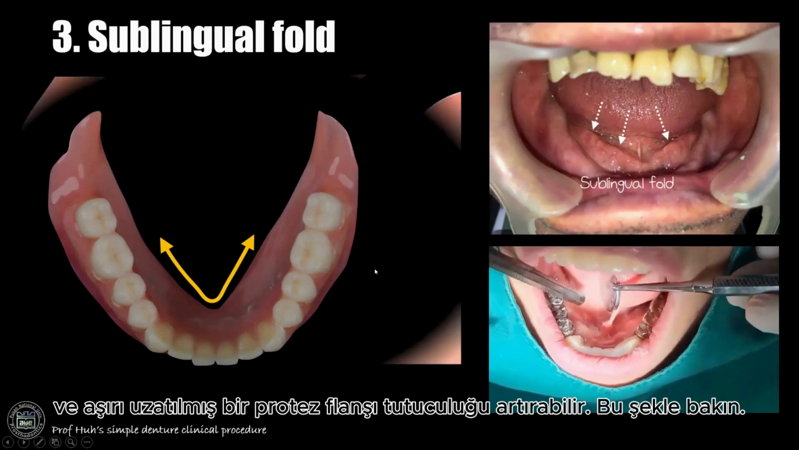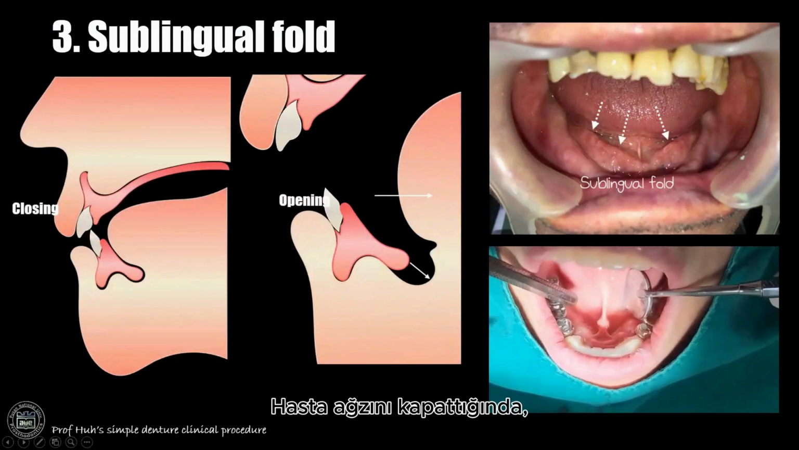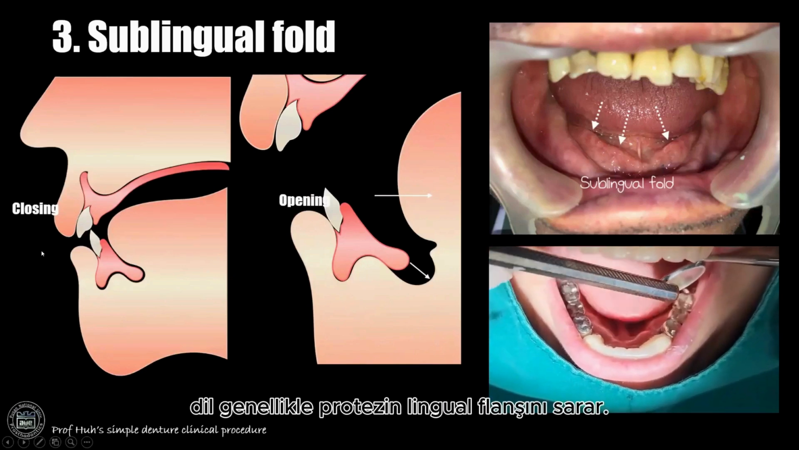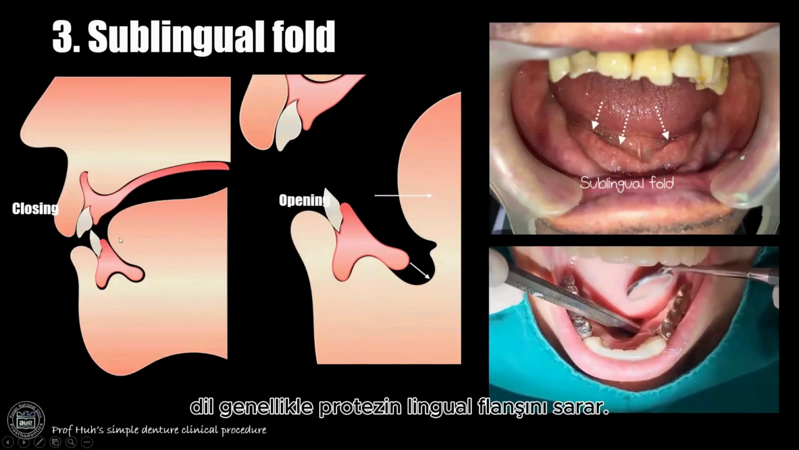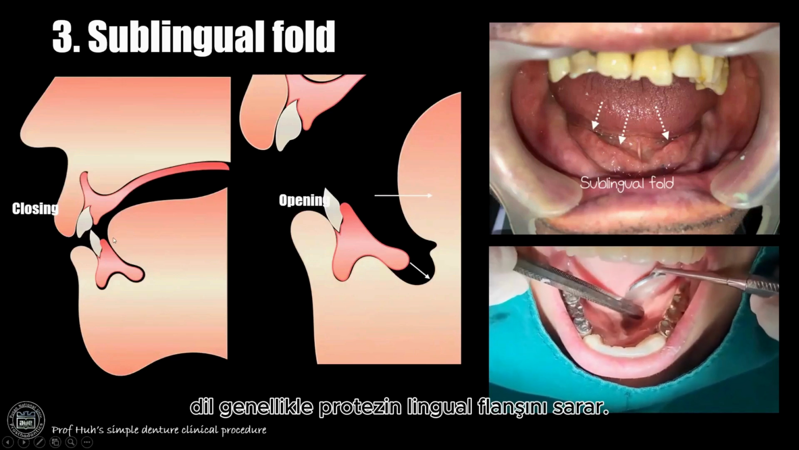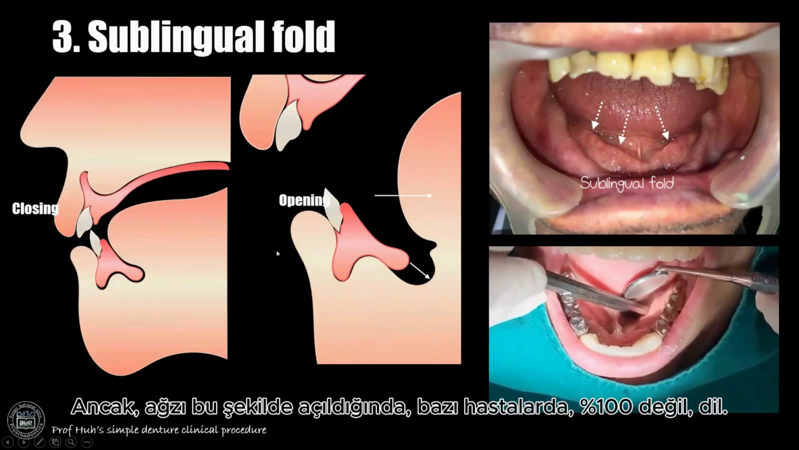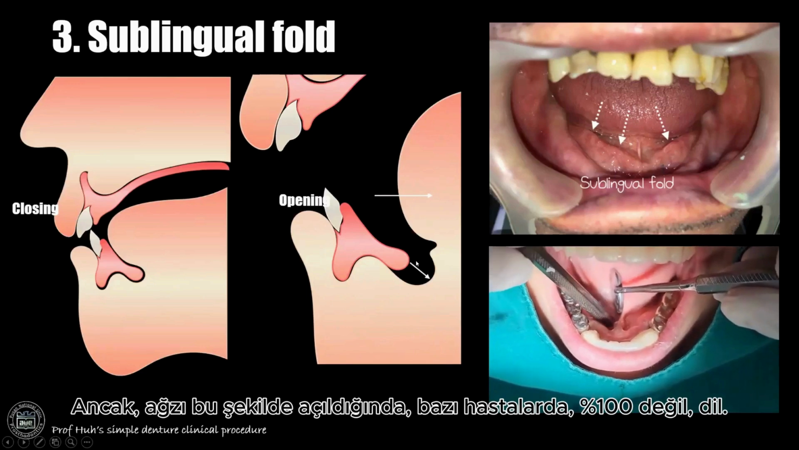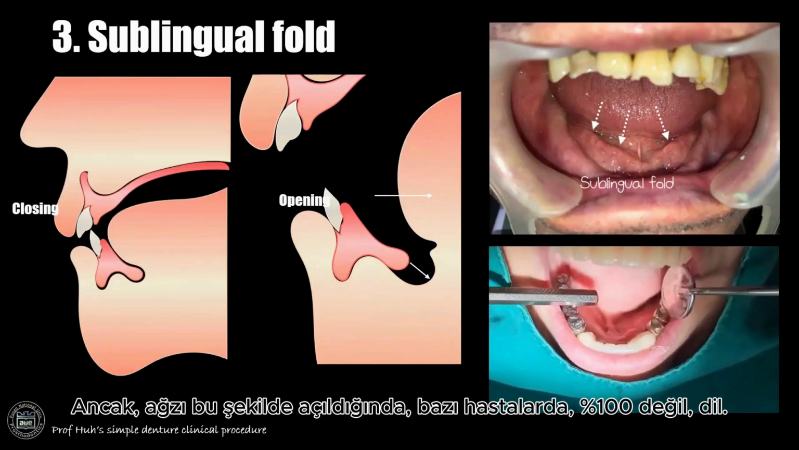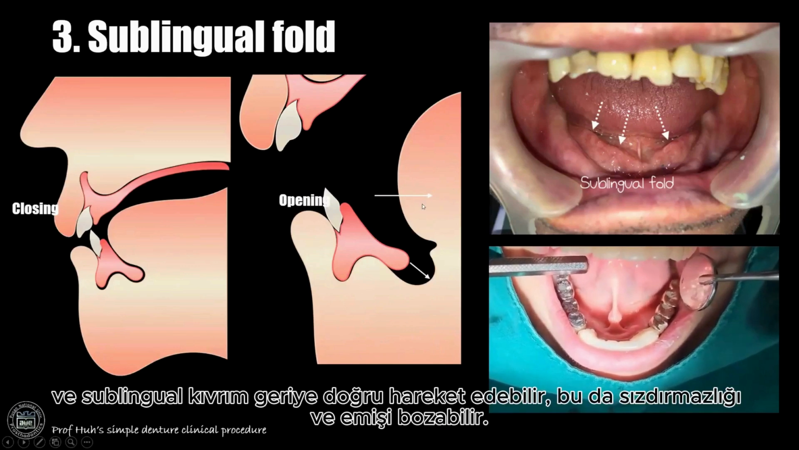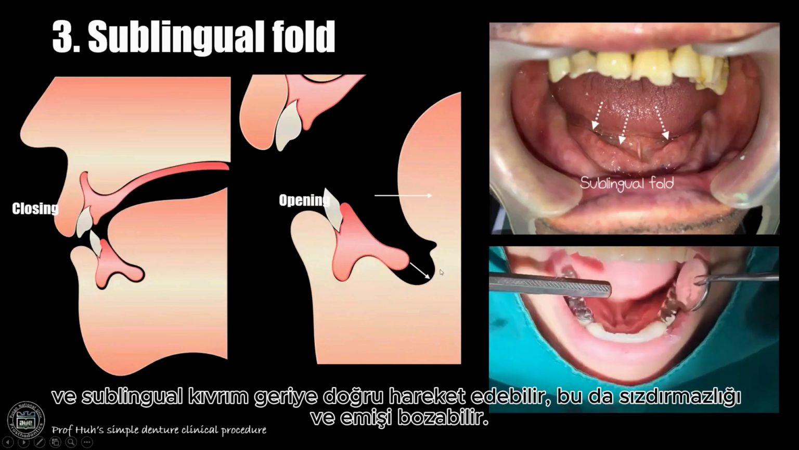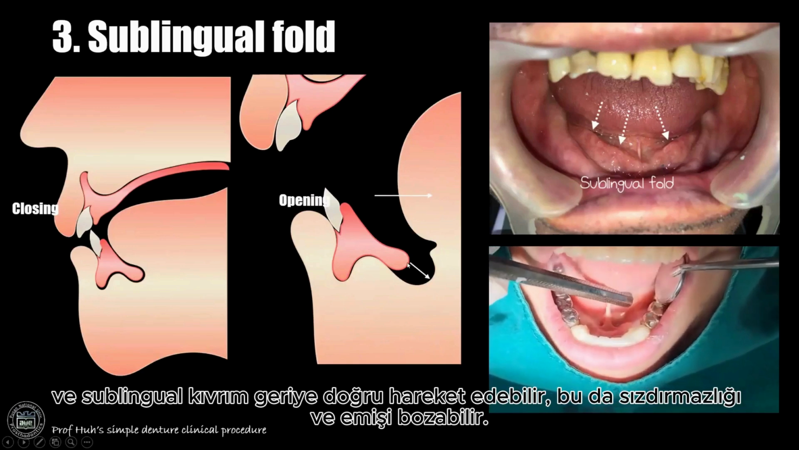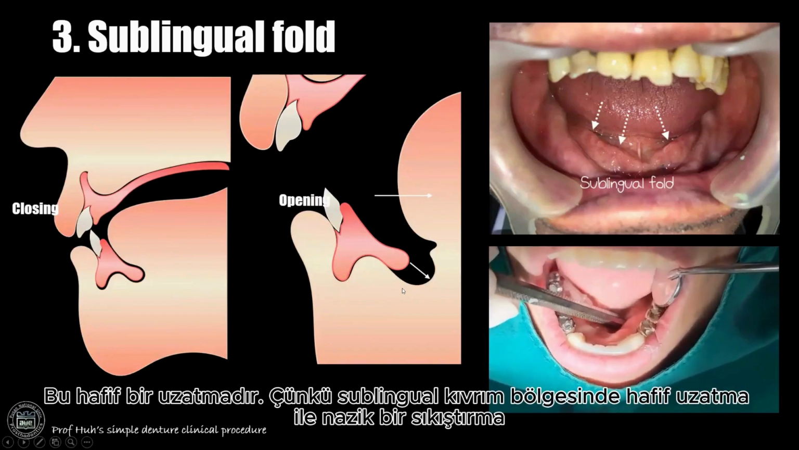Okay, look at this figure. When the patient's mouth is closed like this, in the left figure, the tongue generally envelops the lingual flange of the denture. However, when the mouth is open like this, in some patients, not 100% of patients, the tongue and the sublingual fold may move posteriorly together, which can disrupt the seal, the suction.